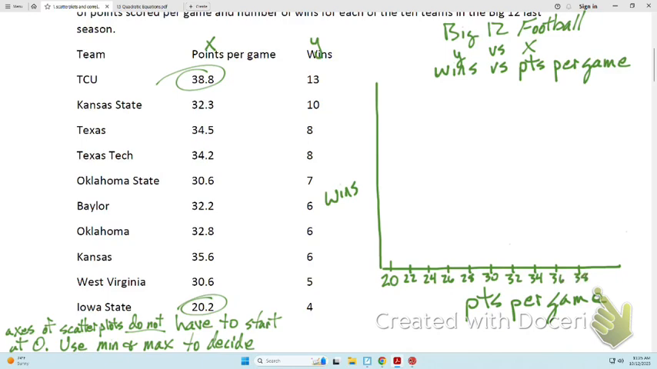And then same idea for the wins. Go with your min and max. Getting 0 wins was very possible. So it is possible to have to start at 0, but this starts at 4. So I'd make a mark for 4 and just go by 1s up to 13 in this case. No, I made those pretty close. Oh well. I should have maybe spread them out more, but oh well, we'll still be able to see the pattern if there is one.